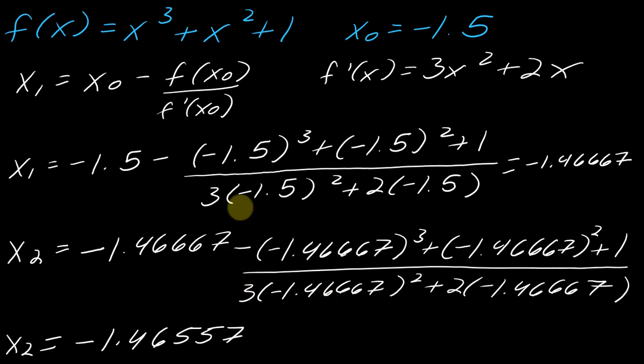Okay, so now I'm kind of running out of room here. So hopefully you've written all of this down. Pause if you need to write anything down. I'm going to clear some space, because obviously I've gone from negative 1.46667 to negative 1.46557, so I have not stabilized yet in my decimal spots. So let me clear some space and we're going to do it again.